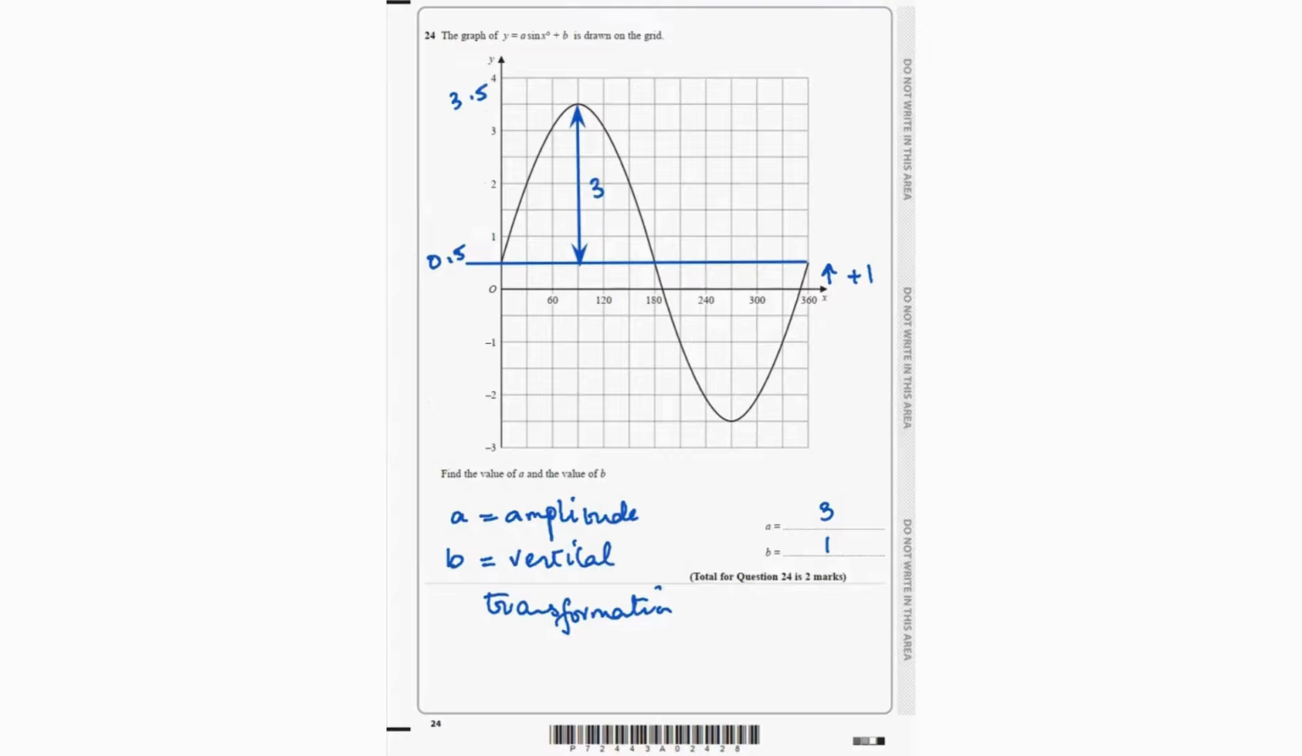And the amplitude is the distance from the origin towards the peak of the wave. So this is your peak of the wave. From the origin, like the x-axis, we're measuring the distance towards the peak, and that is 3 units. We start from 0.5, end at 3.5. So 3.5 minus 0.5 is 3, and the graph has shifted 1 unit up, so B is 1. So that is your final answer.